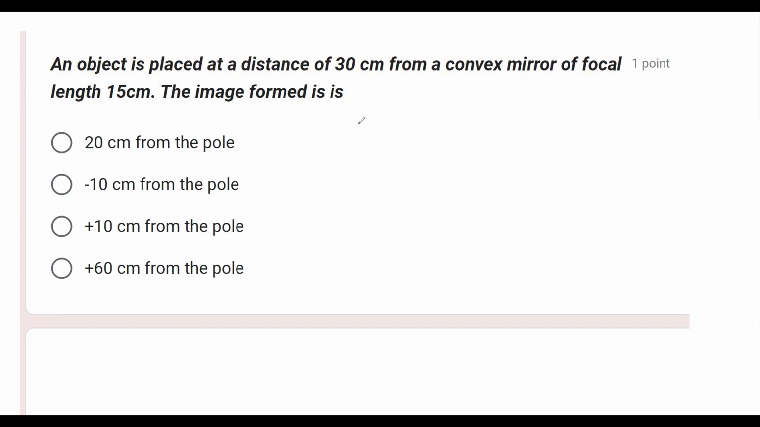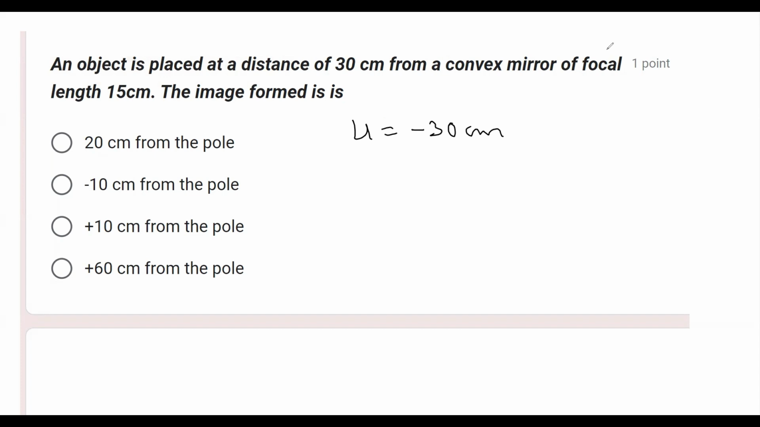Now let's first use symbols to find out what we are given here. Symbolically, we can say that the object distance is 30 centimeter. By convention, object is always placed on the left hand side of the mirror. So u is going to be minus 30.